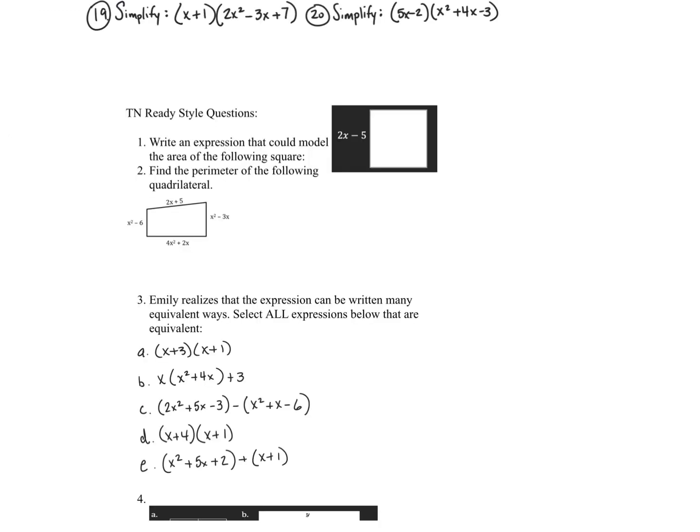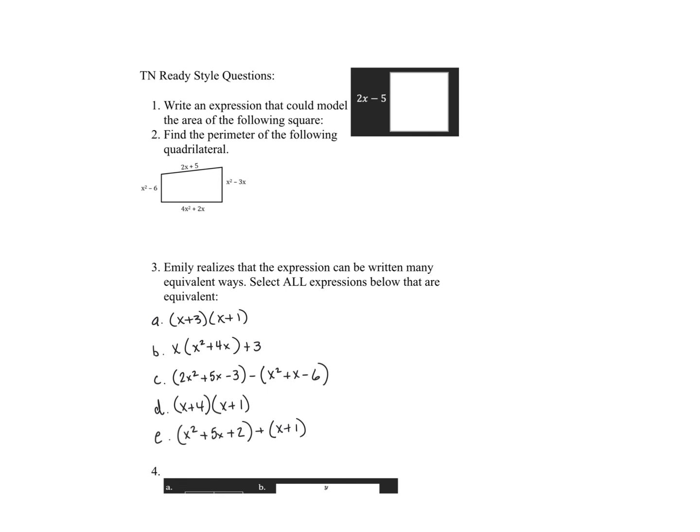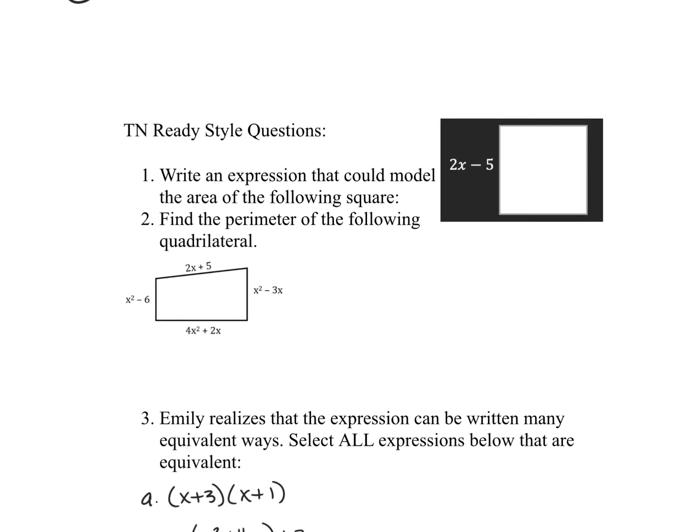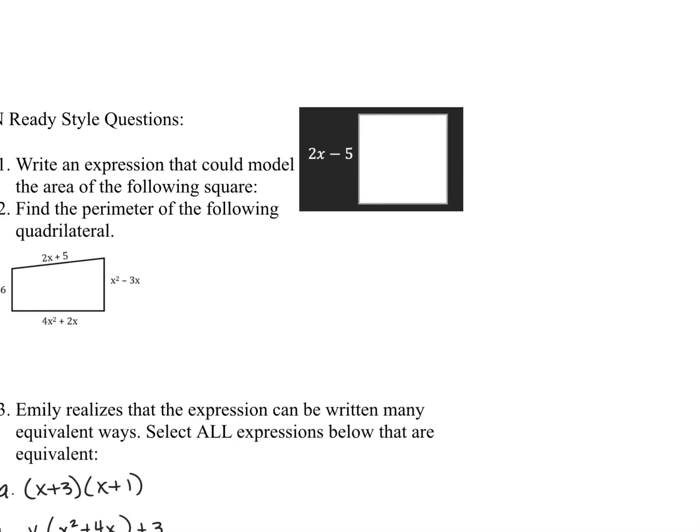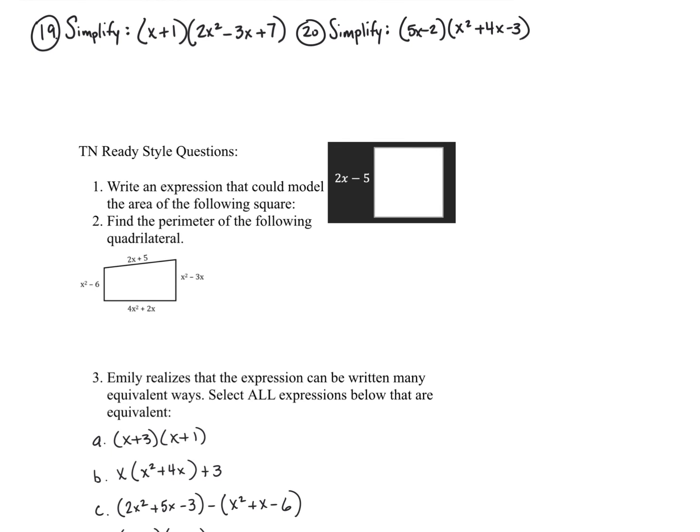All right, next page. These are the TN Ready style questions that I wanted to add onto here so you could see kind of what you might expect on the test. So write an expression that could model the area of the following square, and typically this is going to say in simplest form. So area of a square is similar to a rectangle. You could use length times width, but it's actually just length times length, because all the sides of a square are the same. And if you're multiplying something by itself, it's kind of like squaring it.